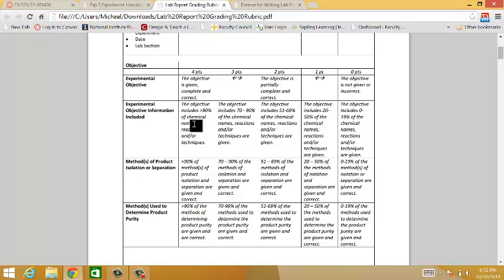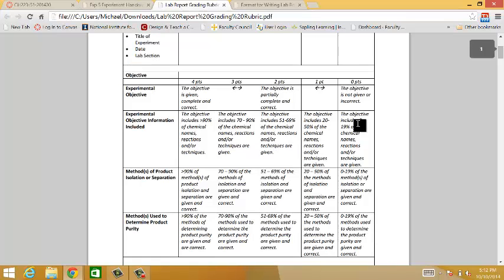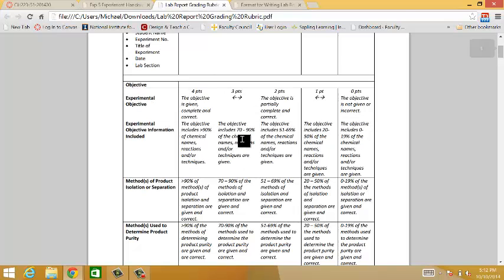The grading rubric basically says that if you had almost all of the chemical names, meaning greater than 90% correct, you get full marks. If you're in the 70 to 90 range, you're in this range. If you're only half correct, you can only get half credit. If you're less than half, you'll get less. And if you are really not good, then you'll get 0.